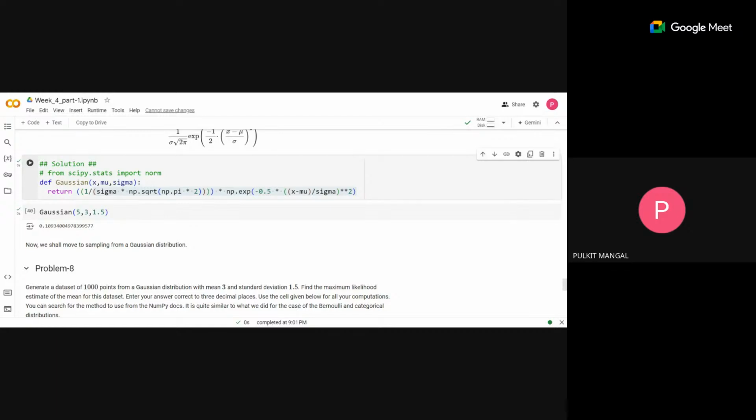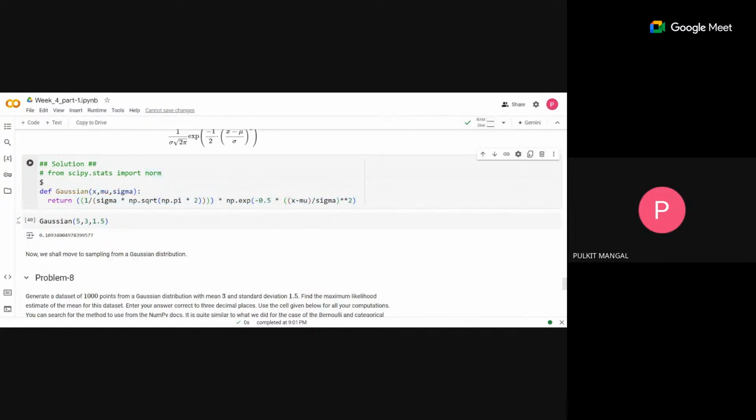Or else you can also use the SciPy library. Just type this function, and then type norm question mark. If you want to do it with SciPy, first import this. When you type norm question mark, it will open the documentation and you can refer to how to use it. And this is the manual way.